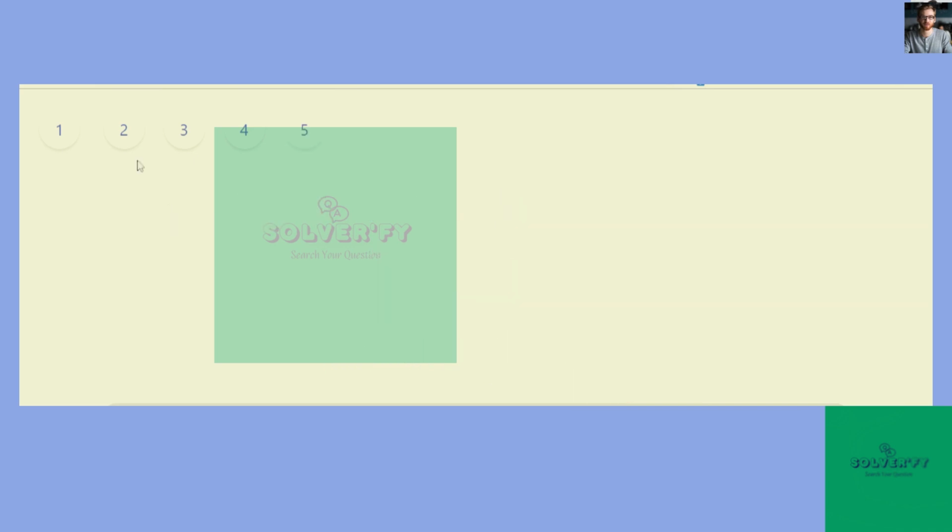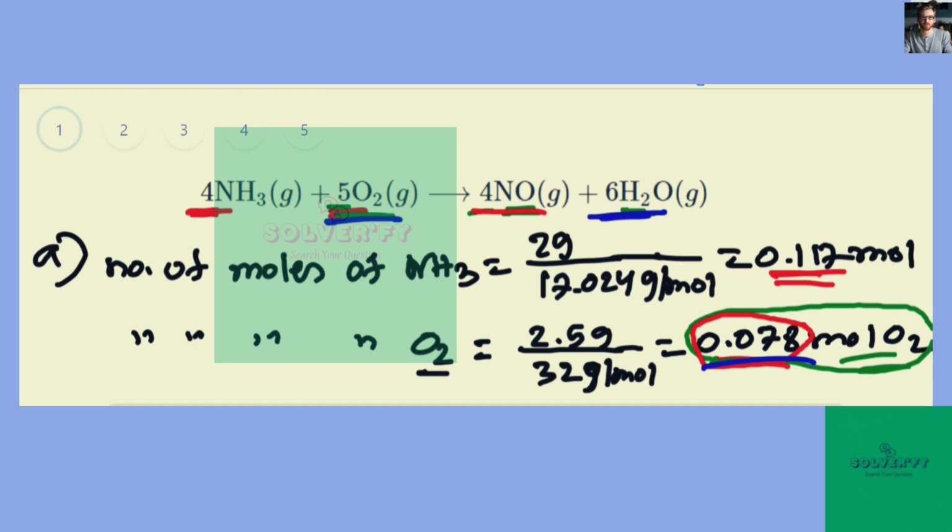Now in part C, we have to find out how many grams of the excess reactant will remain. For that, we have to find how many grams of the excess reactant, which is ammonia, since O2 is our limiting reactant, that means ammonia is our excess reactant. First, you have to find how many mole of ammonia will react with this much mole of O2, and the rest of the mole will be our excess. And from there, we can find the excess mass of reactant remaining.